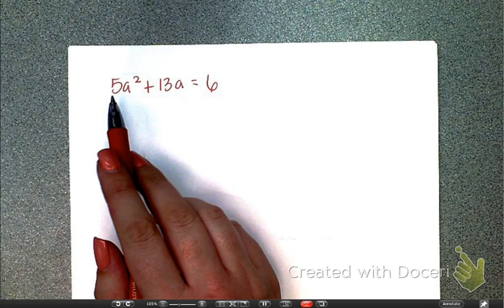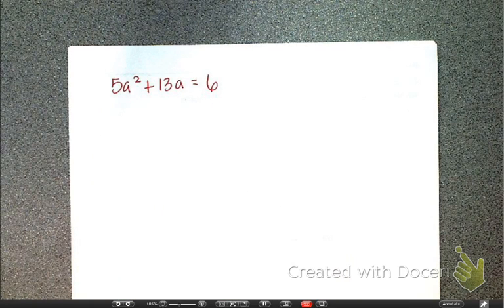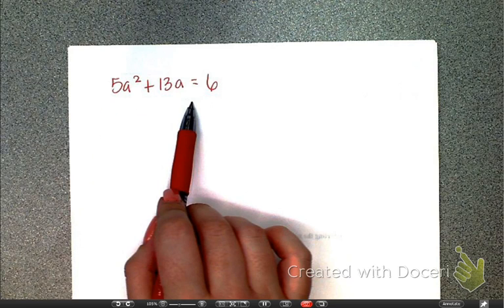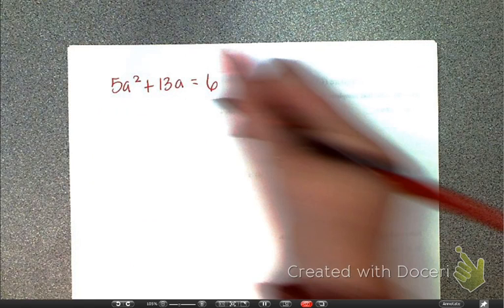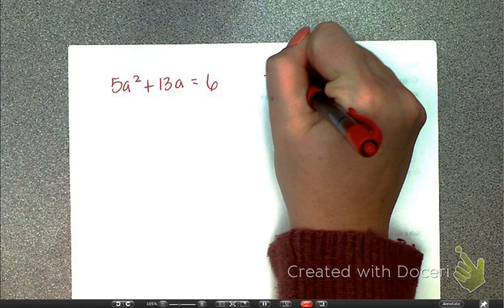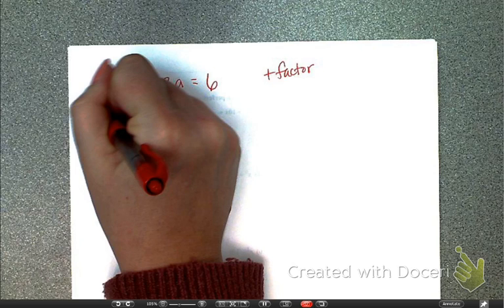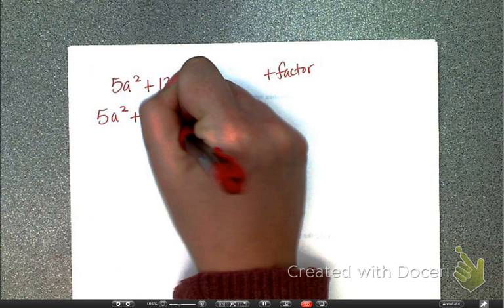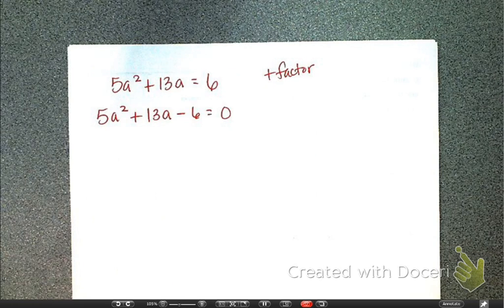We can factor? Okay, and I heard someone say we can't use taking square roots. Why? You see the second a. Okay, so we're going to factor again? So what do I need to do to factor? Subtract 6. So 5a squared plus 13a minus 6 equals 0. How do I factor that? The super X. Do we remember what goes on top?